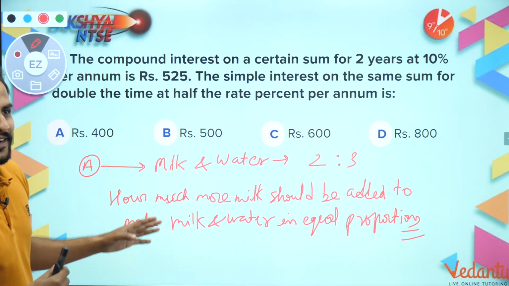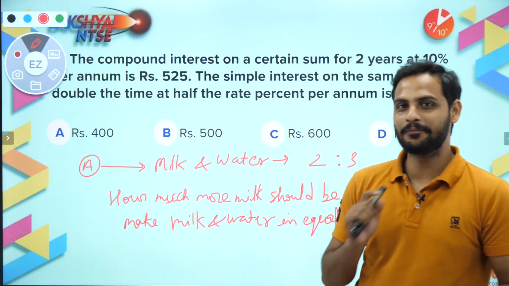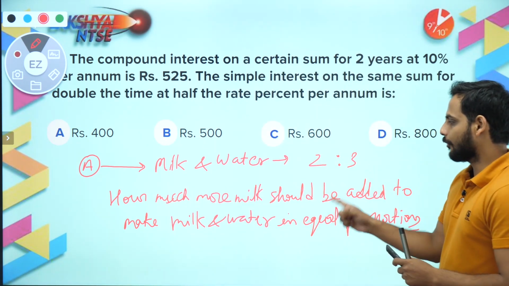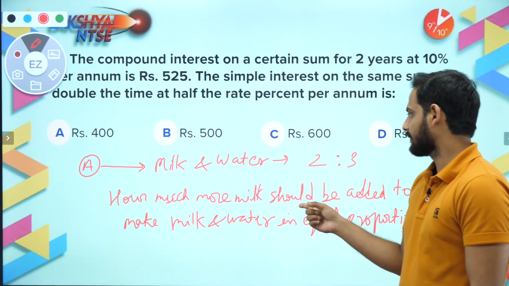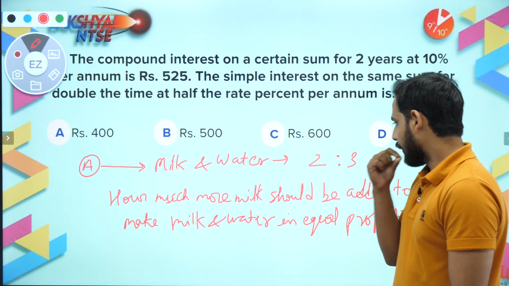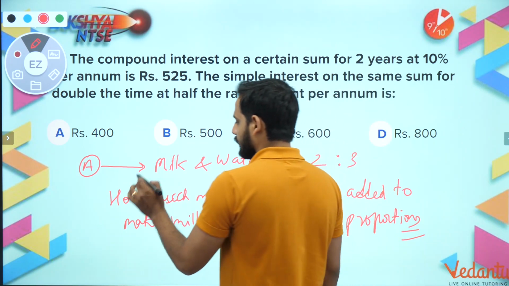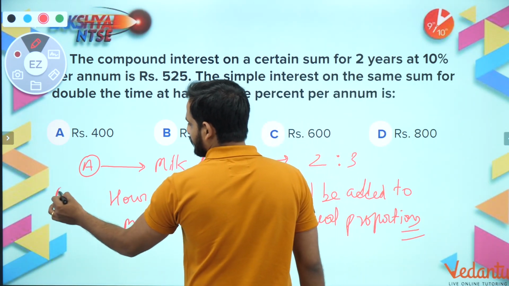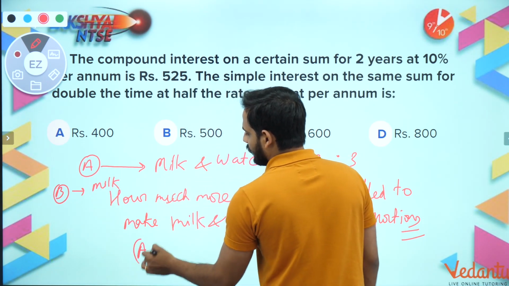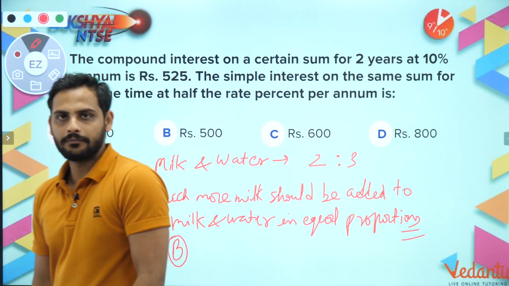So this is your homework question, and this time no options are given to you. So I want you to solve it and then post the answer. You have to find out how much more milk should be added to make milk and water equal. So let us say more milk is mixture B, which is only milk. So you have to find out what is the ratio of A to B.